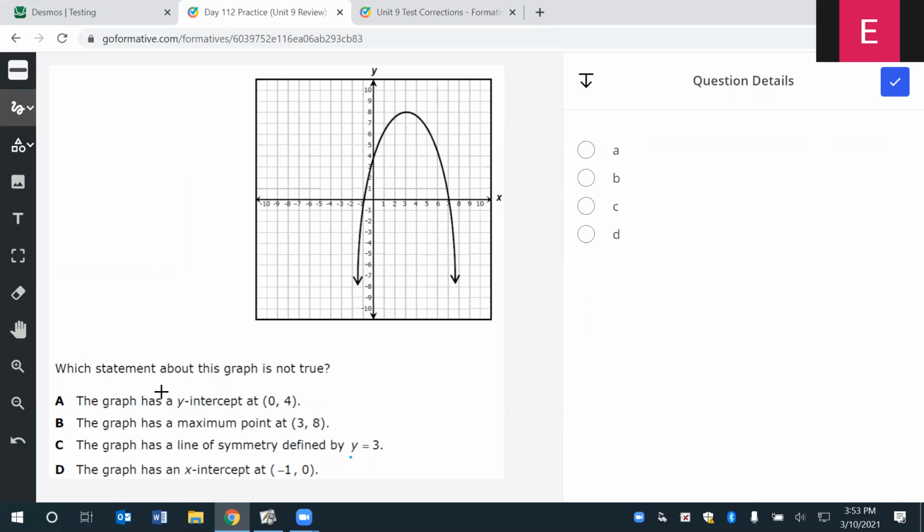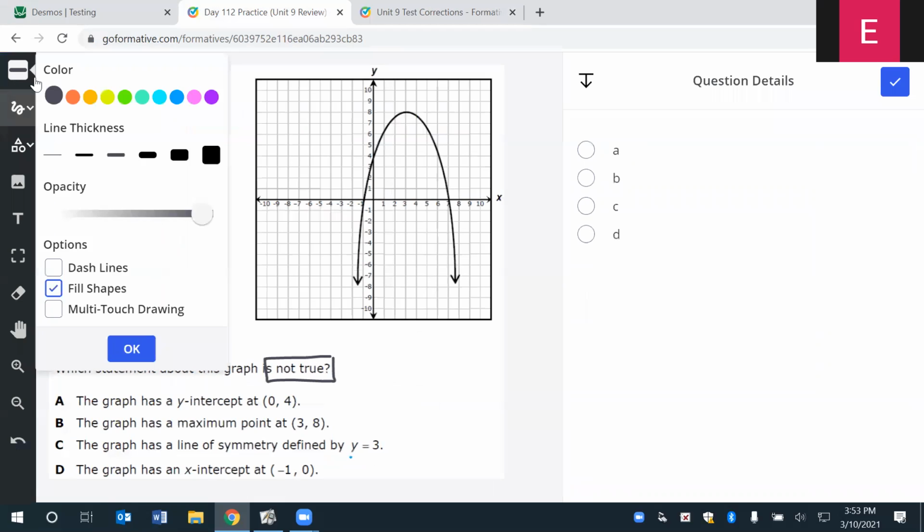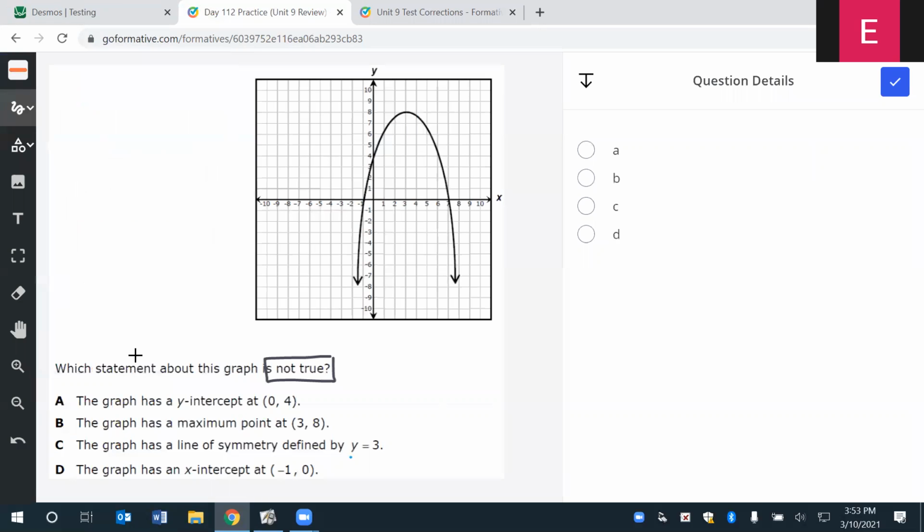It says, which statement about the graph is not true? So to get your points back on this question, if you missed it, you have to show me every single option on the graph. So the first option says the graph has a y-intercept at 0, 4. So here's 0, it went up 4. That's true because it's on the graph. So this one is not the answer because this one's true, and I want the one that's not true.